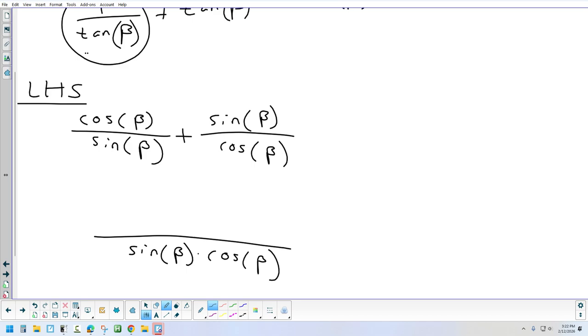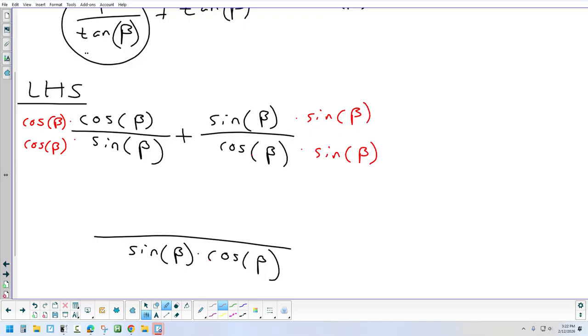What do you think, Travis? No, we've got to fix both of them. What do you have to multiply top and bottom by in the fraction on the left to make this denominator that denominator? Yep, cosine. What do you have to multiply top and bottom by for the fraction on the right to make this denominator that denominator? Sine.